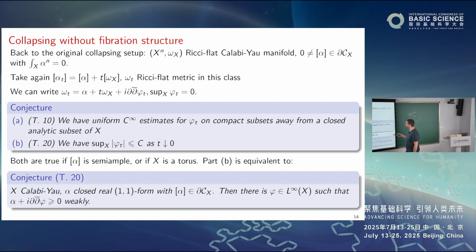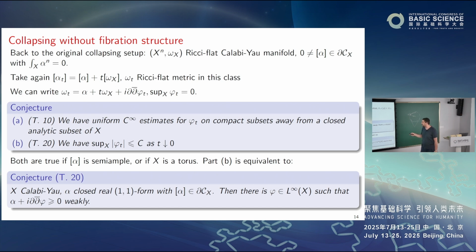So a straight segment approaching, and you can write it by picking a representative alpha in this form. So you have, again, a solution of the Monge-Ampère equation. It's always the same equation. The thing that is changing is what this alpha is. And then I posed two conjectures over the years. One, which was very optimistic, is that there should be some closed analytic subvariety, S, such that away from S, you have C infinity estimates for phi t.